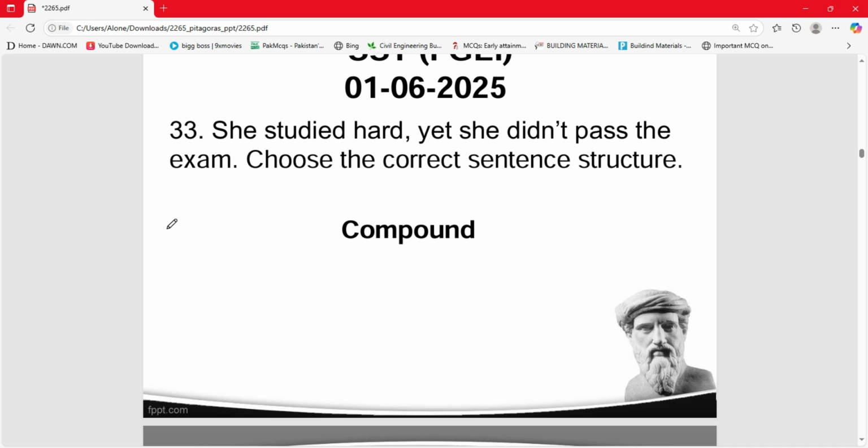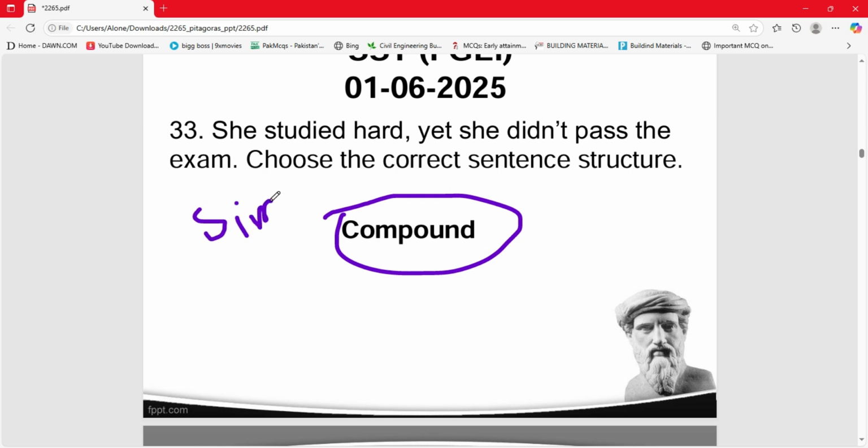In question number 33, the question is related to sentence structure, which is compound. So you have to learn simple, complex. These 3 things, simple, complex, and compound, are the 3 kinds of sentence structures. You have to learn these 3 things.